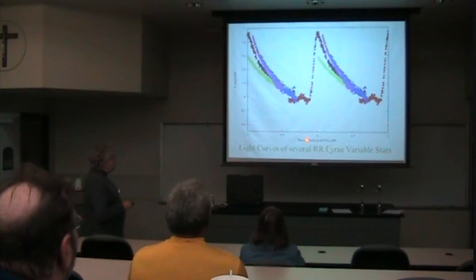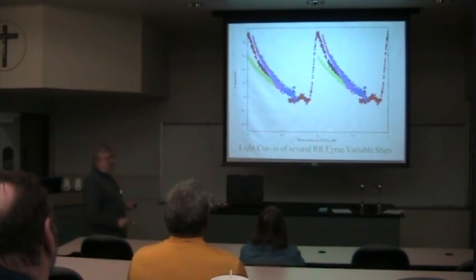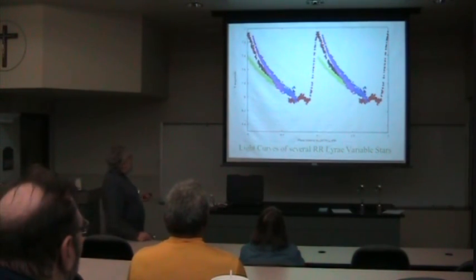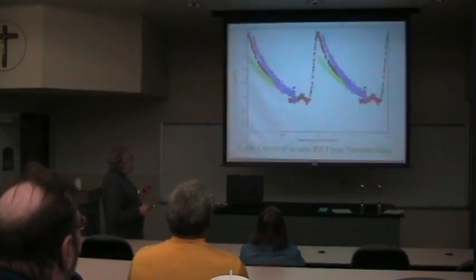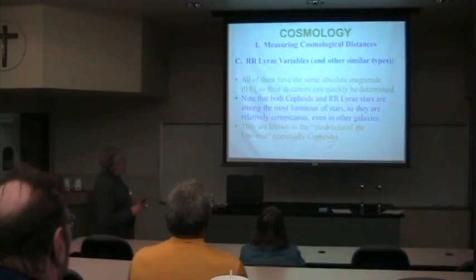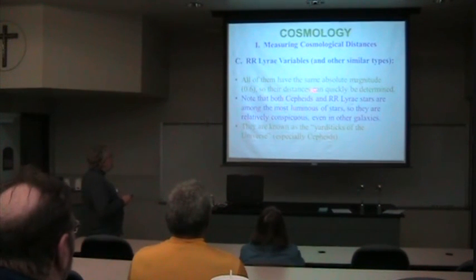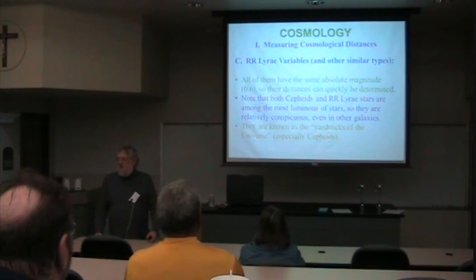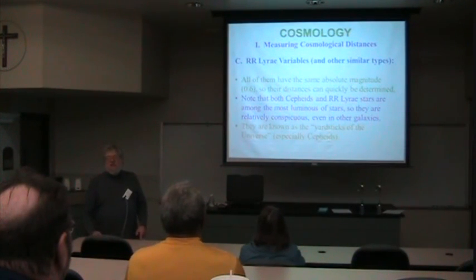Now, these are several. Notice they all have the same period. And most of them do. And even more fortuitously, all of them have the same absolute magnitude. So we don't need a period luminosity curve like we do for the Cepheid variables. All you've got to do is find one, and you know that its absolute magnitude is 0.6. Not quite as bright as the Cepheids, but there's no ambiguity as to how bright it actually is.